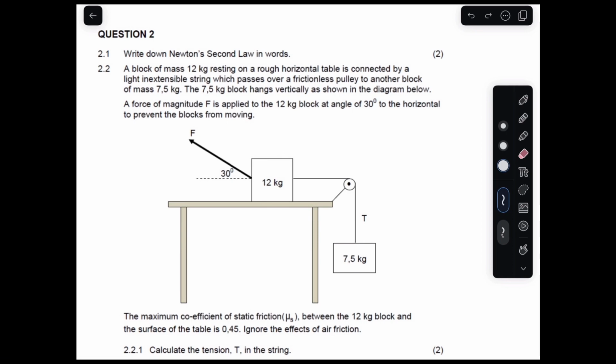Okay, let's cut the chase. This is question 2 and Newton's second law. That's Newton's law, and you find it in question 2 always in grade 12 question paper 1. Now we have a system here. It says, write down Newton's second law.